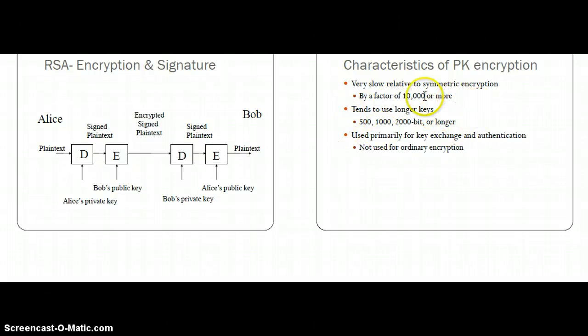This is because we are using a large key. As an example, for the symmetric Data Encryption Standard, you use a 56-bit key for encryption and decryption. Here the key can be 500, 1000, 2000 bits or longer. As you increase the key length, you increase the complexity of the algorithm and of the encryption, but at the same time you degrade the performance of the system.